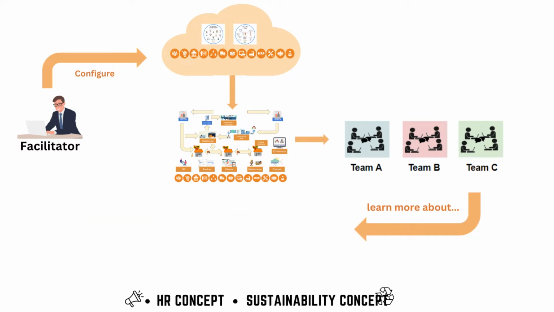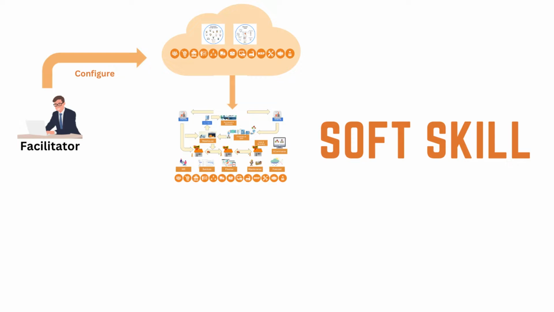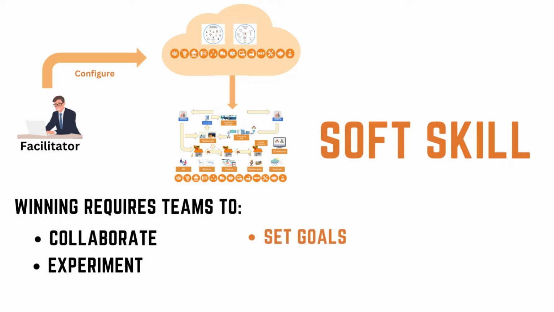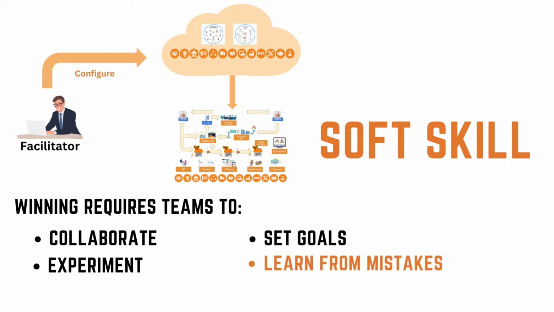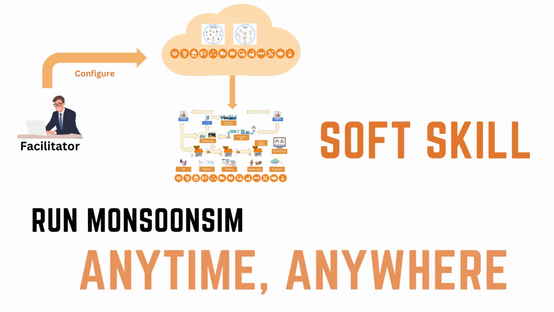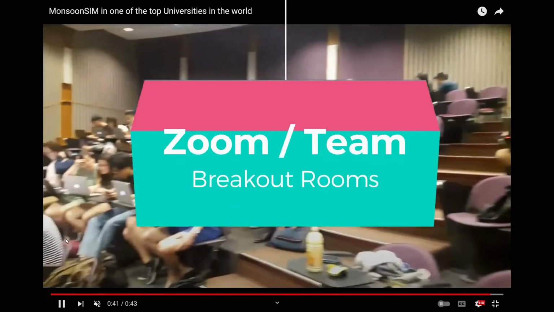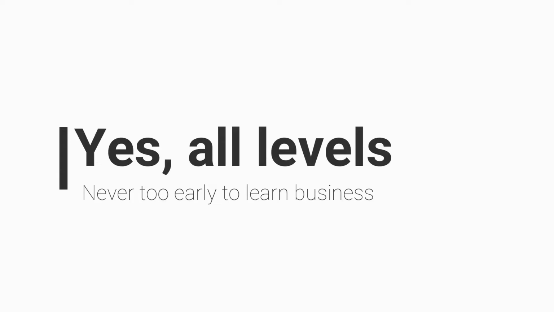In addition to improving business competencies, students will gain valuable working skills. Winning requires teams to collaborate, experiment, set goals, and most importantly, learn from mistakes. You can run MonsoonSIM anytime, anywhere in a typical face-to-face classroom, in a lecture hall, in virtual rooms, or a mix of both. It's never too early to learn business with MonsoonSIM. Just take a look at these primary school students.